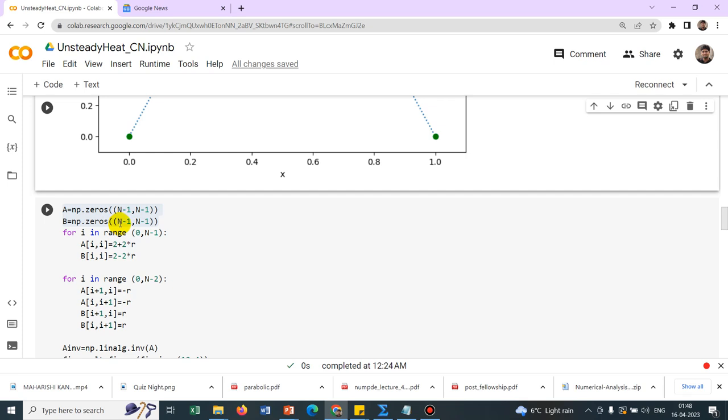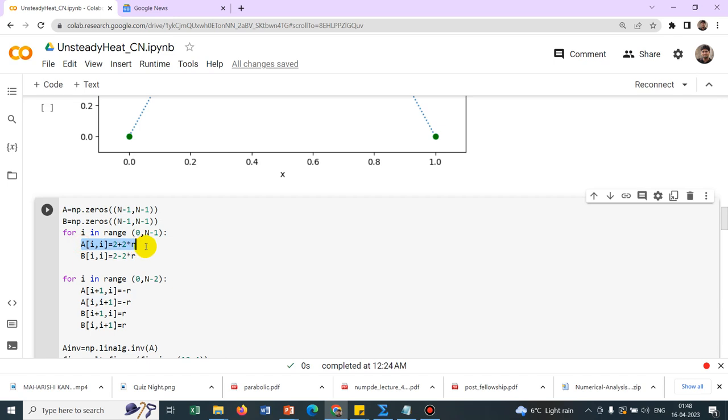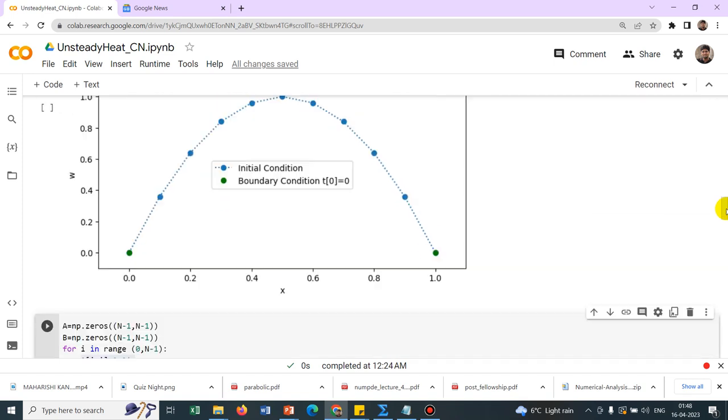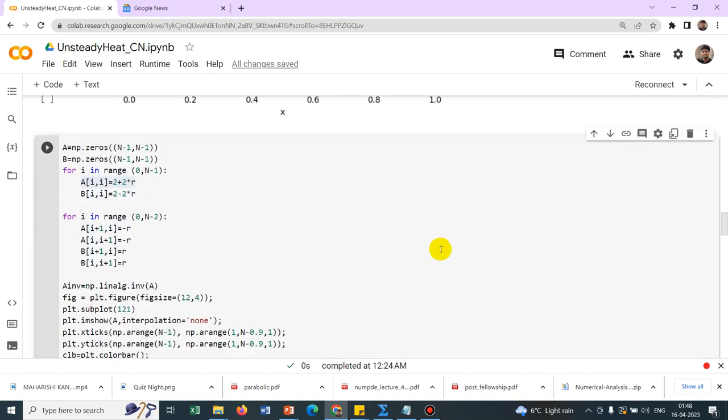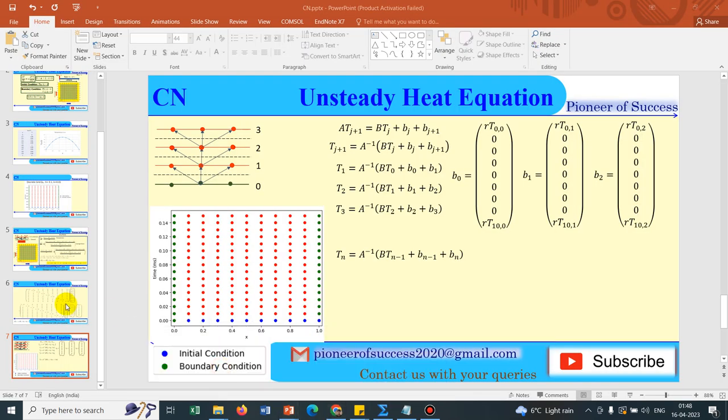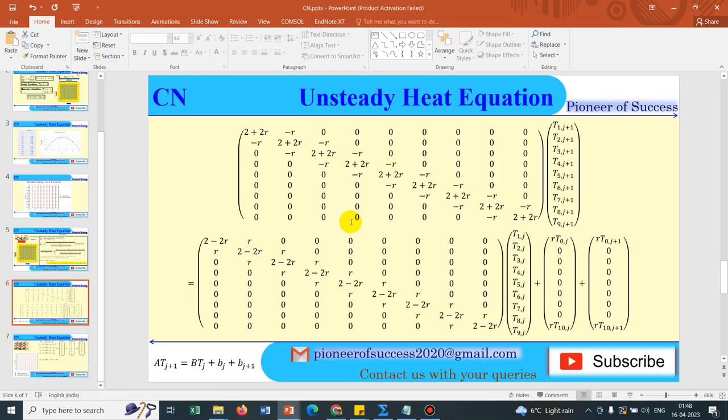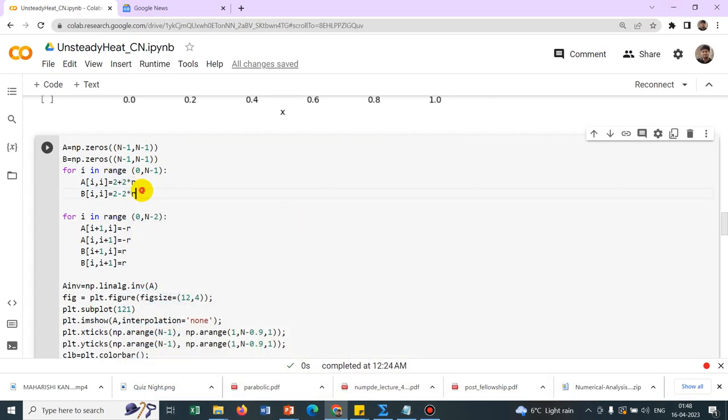Now once the dimensions are defined, we are putting in the main diagonal, that is I, I. So I, I is the main diagonal, the first diagonal, and in I, I we are putting 2 plus 2R for A and 2 minus 2R for B. If you see this matrix, you will understand. So in A we have 2 plus 2R in the main diagonal, and in B we have 2 minus 2R. So that one is defined here.